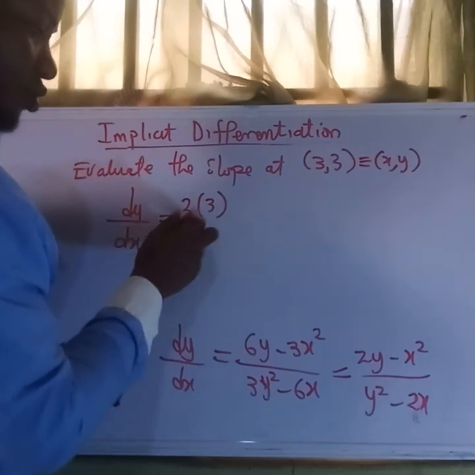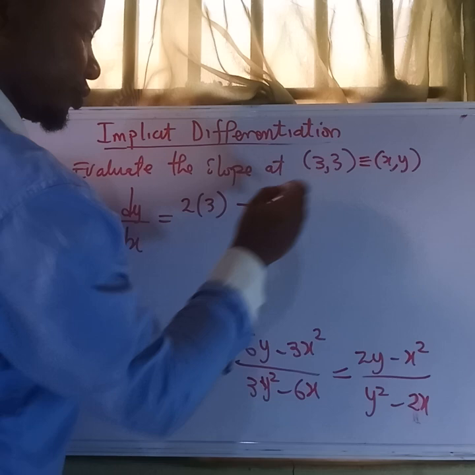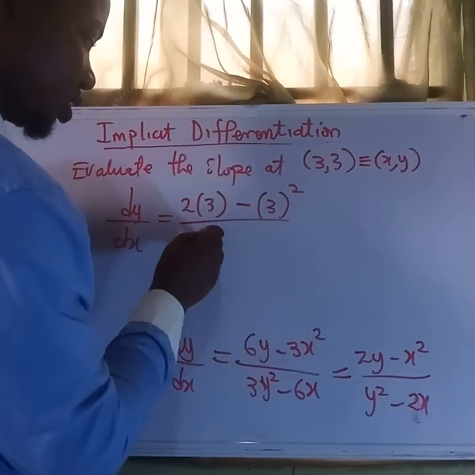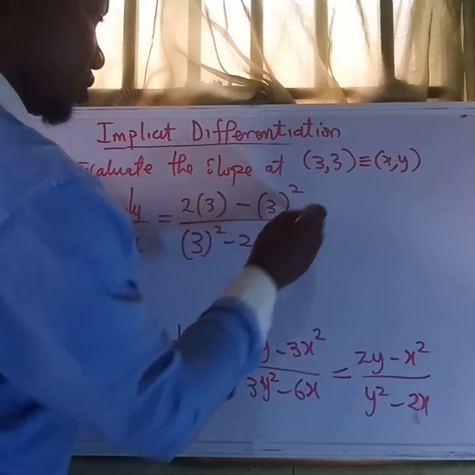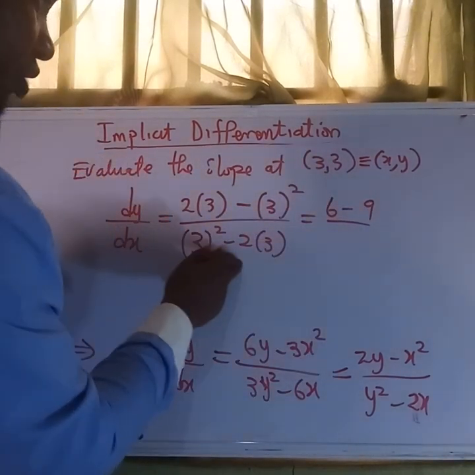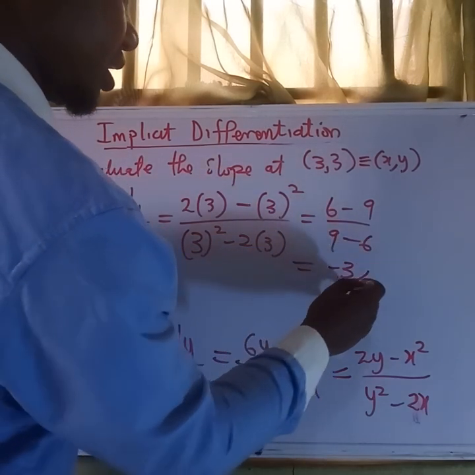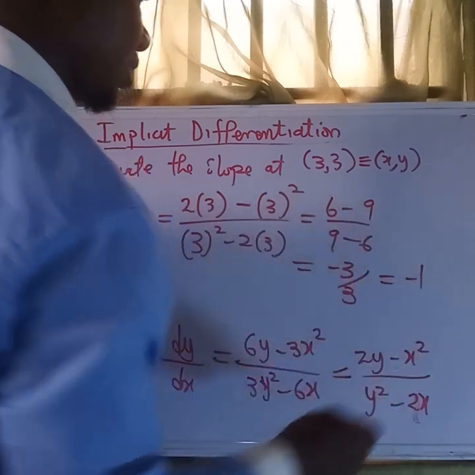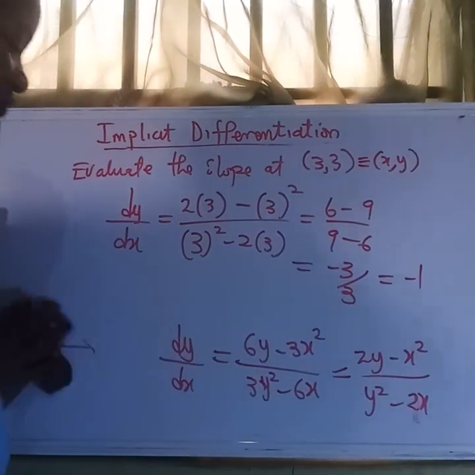Whenever we see x, we put 3. So this will be 2 times 3 minus 3 squared over 3 squared minus 2 into 3. The numerator is 6 minus 9, and the denominator is 9 minus 6. So everything here is negative 3 over 3, which is equal to negative 1. So the slope of this function at (3, 3) is negative 1.